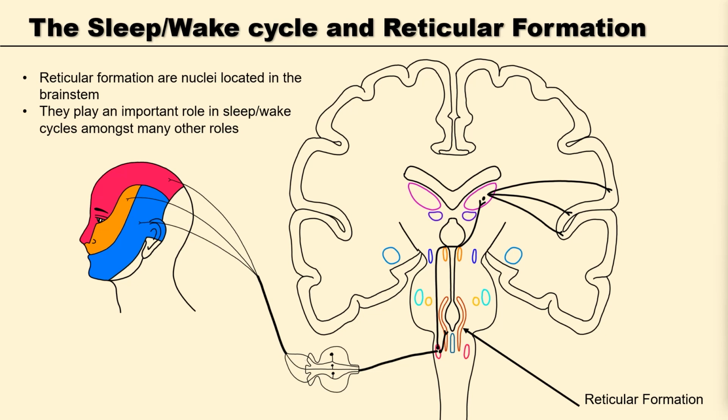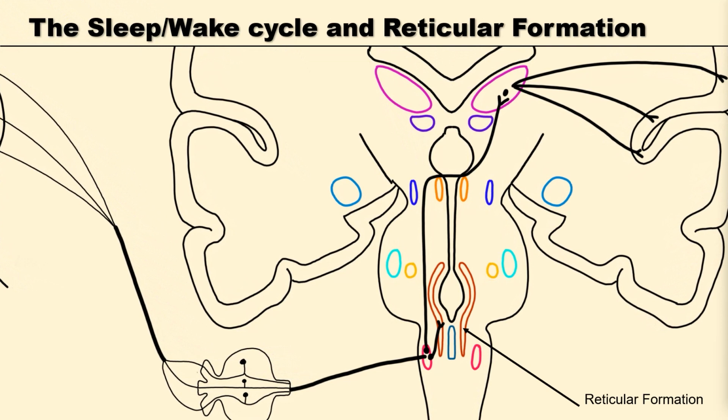On here we can see the first order neuron is synapsing at the spinal nucleus of the trigeminal nerve. What also happens here is a second order neuron synapses at the reticular formation. As we have said, the reticular formation has an important role in the sleep-wake cycle. Sending pain transmissions to this area can reduce the sleep or quality of sleep, which promotes sleep deprivation or disturbed sleep in patients experiencing pain.